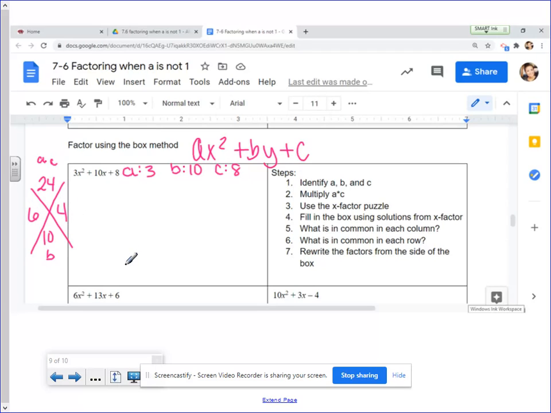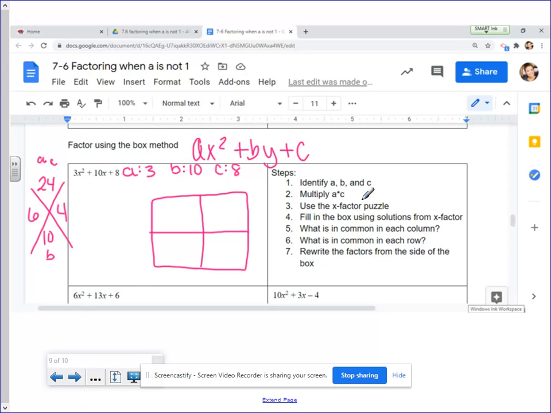Okay, this is where things are going to change a little bit. We have to draw a box. I don't know if you'll like this way better or the other way better. It's really kind of a personal preference thing. It says use the X factor puzzle. Fill in the box using the solutions from the X factor.